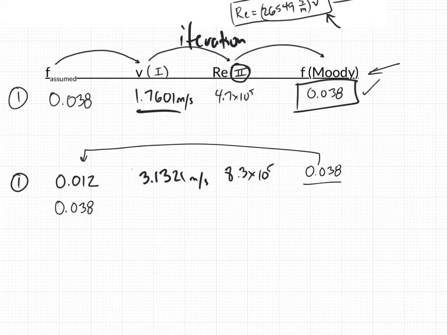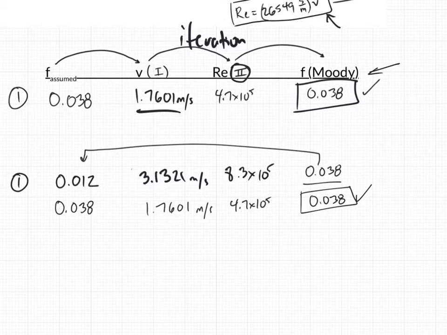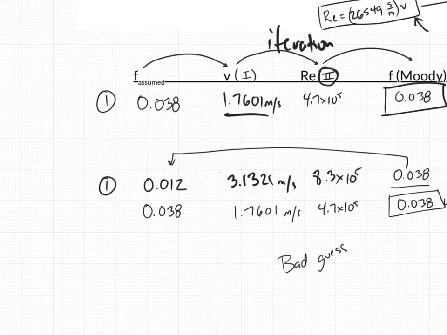Then I would plug that back into equation 1, and I would get 1.7601 meters per second. I would plug that into equation 2, and I would get 4.7 times 10 to the 5th. Then I would go back to the Moody diagram and get 0.038. Then I would know that I got it done. So that's if you have a bad guess. It's going to take you another line, basically.